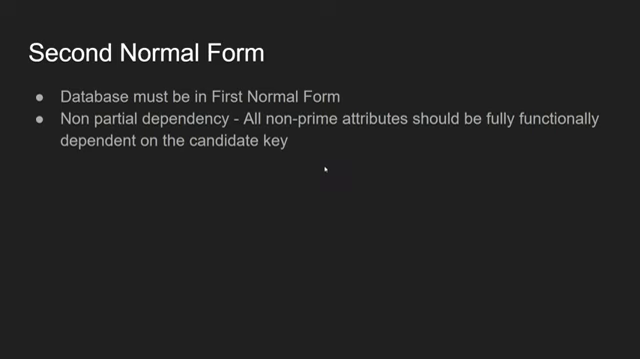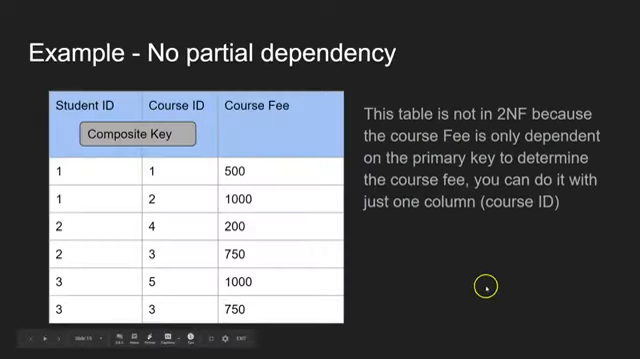Well, what does that mean? It sounds a bit complicated, but it's not. So let's have a look here. We've got a list here of students: the student ID, the course ID that student is doing, and how much that course costs. So student 1 is doing course ID number 1, and that course costs 500. Student ID 2 is doing course 3, and it's 750, and student 3 is also doing course 3, costing 750.